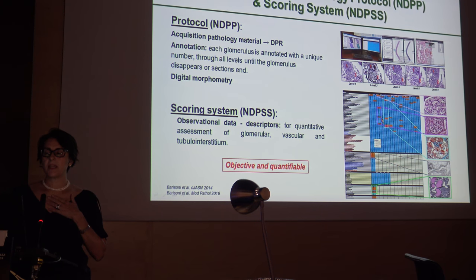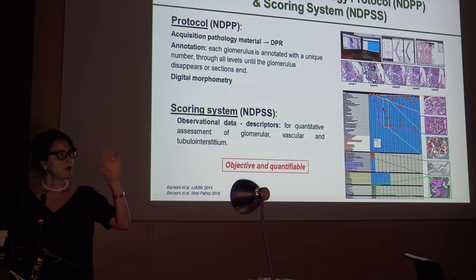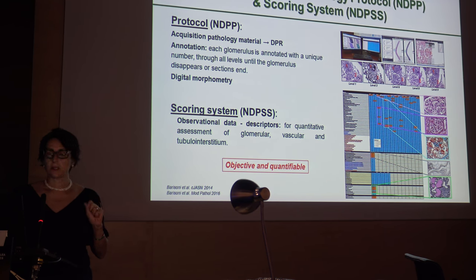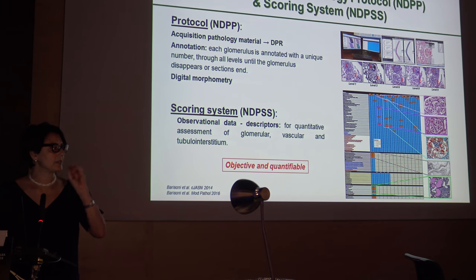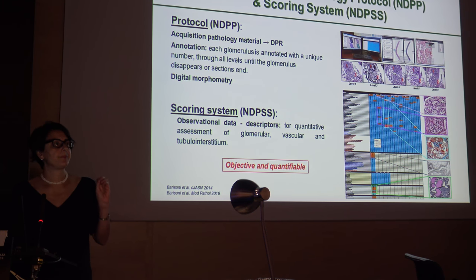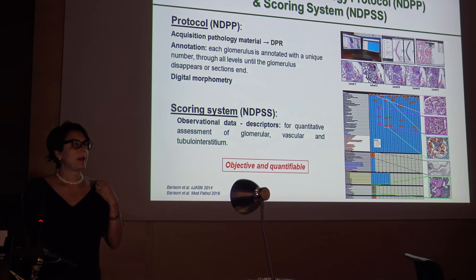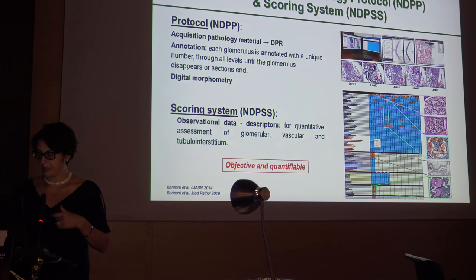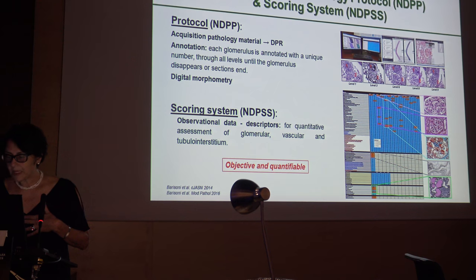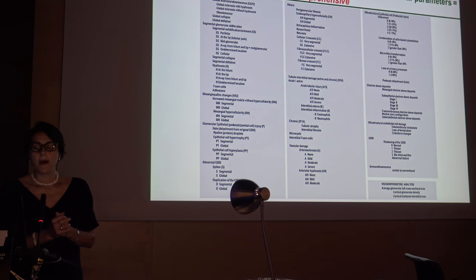So as the investigator goes through all the levels and through all the enumerated glomeruli, they can click on the appropriate cell each time they see the descriptor. So this is very objective. The interpretative bias doesn't play a big role here. And so we can collect raw data.